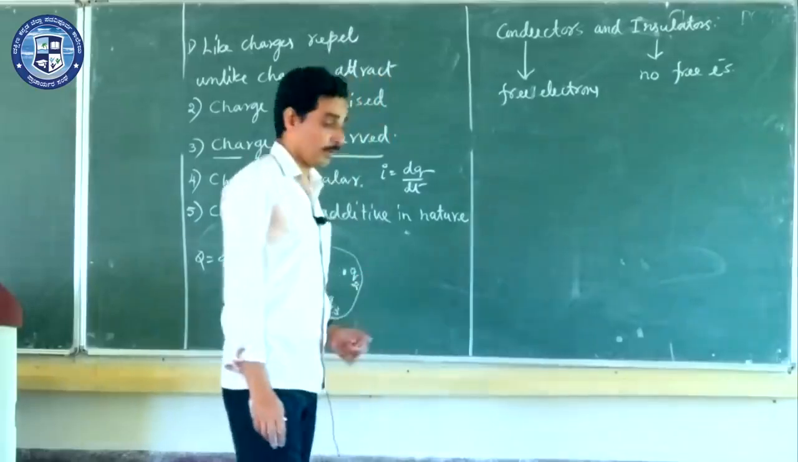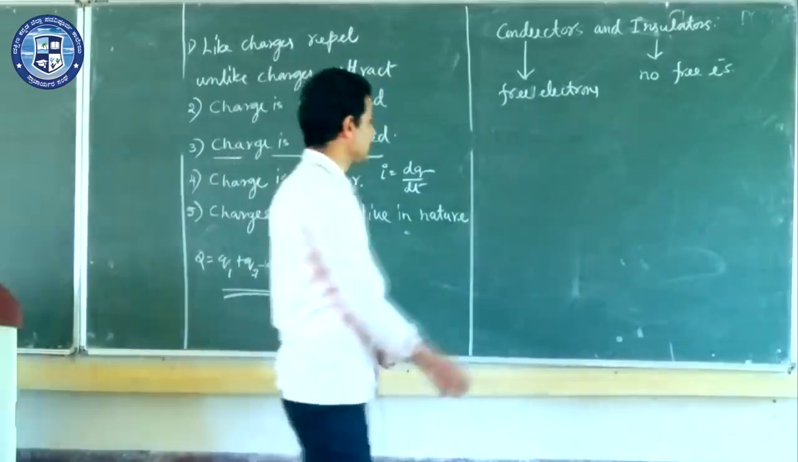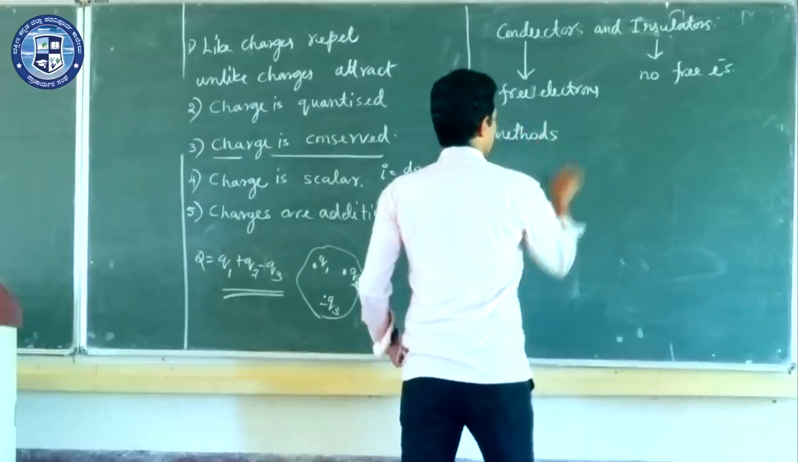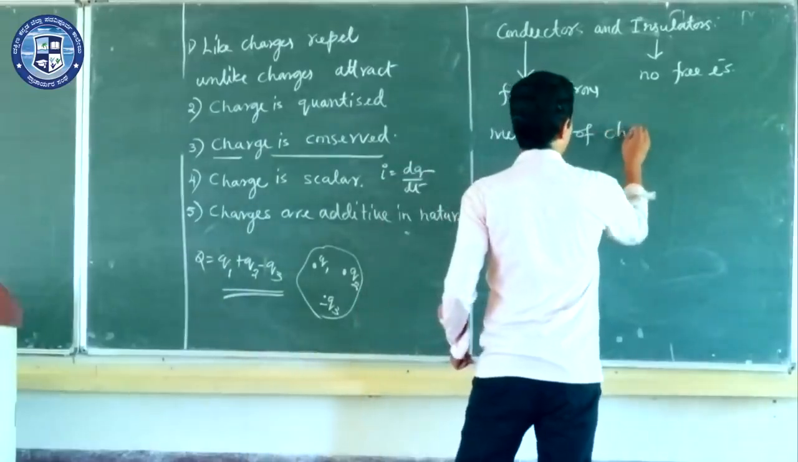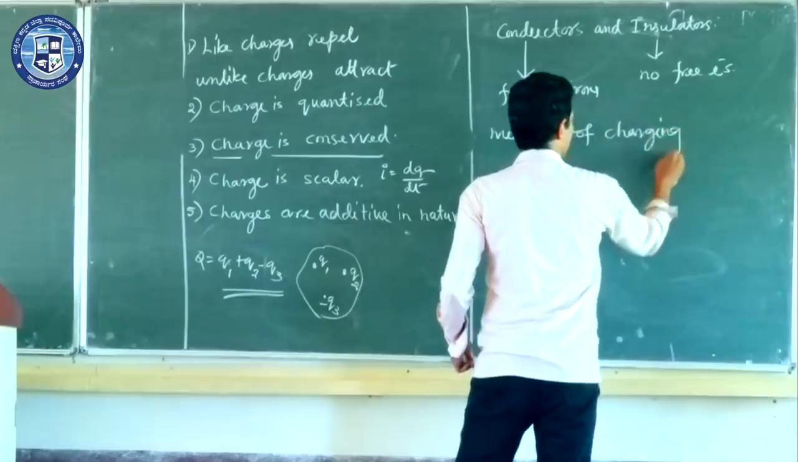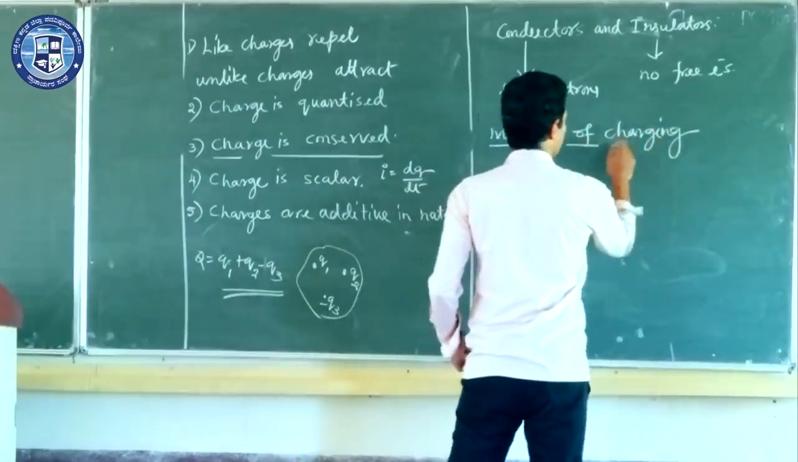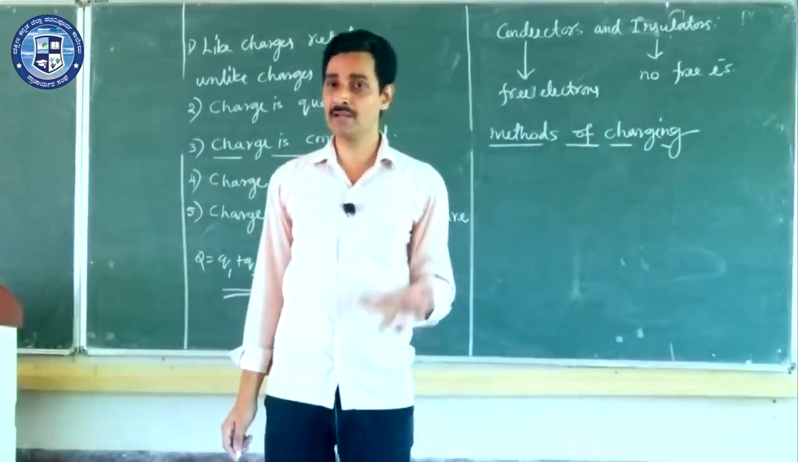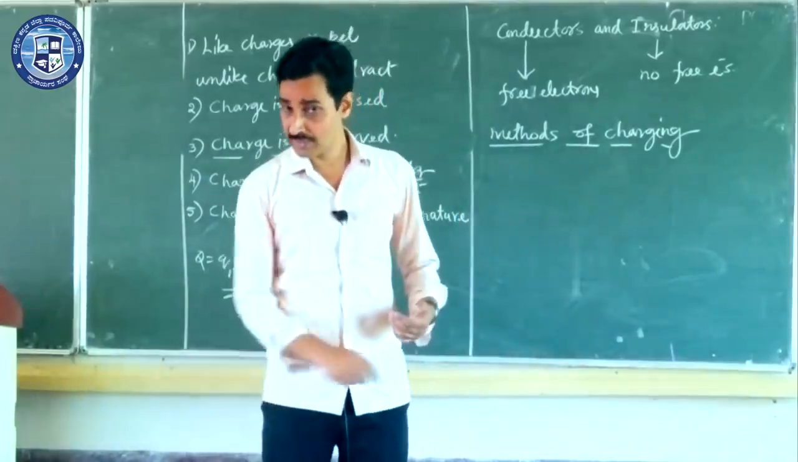Okay. Now, methods of charging a body. This is another important part. Methods of charging a body. How can you charge? Because you have two types of materials now. How can you charge an insulator? How can you charge a conductor? So plastic is an insulator, remember.